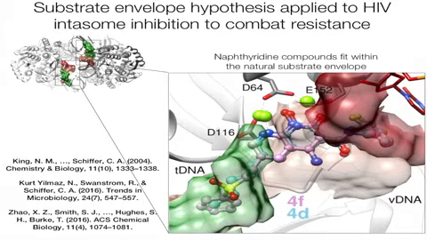Conversely, if the drug protrudes out of the substrate envelope, then it's easier for resistant variants to displace the compound while at the same time maintaining viral fitness. So therefore, as we're optimizing the compounds, we're now going to be using the HIV intasome substrate envelope to guide us and to make sure that we're constraining the molecule that we're modifying within its boundaries.